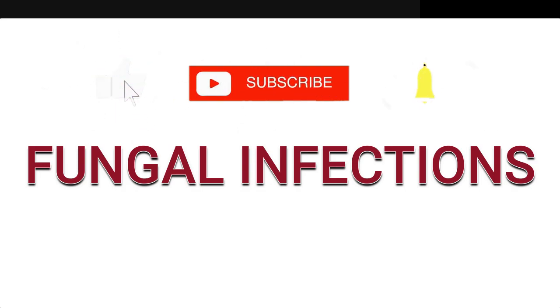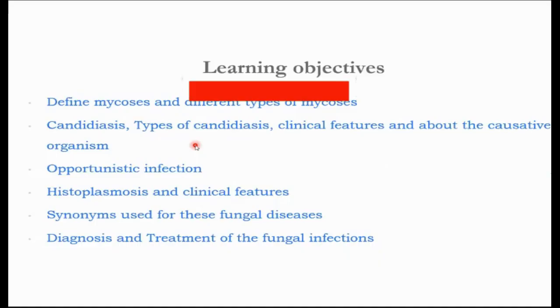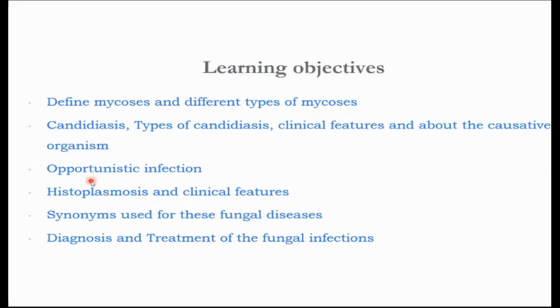So the learning objectives: you have to understand different types of fungal infections. Two fungal infections which I'm going to discuss are candidiasis and histoplasmosis. There is a terminology called opportunistic infection, which I want you all to know because it's important to us as dentists. And some synonyms which are used for these fungal diseases, we must be aware because they're frequently used alternatively. So the terminologies, both the synonyms, or if there are more than two synonyms, you need to be aware. There is no two ways about it.